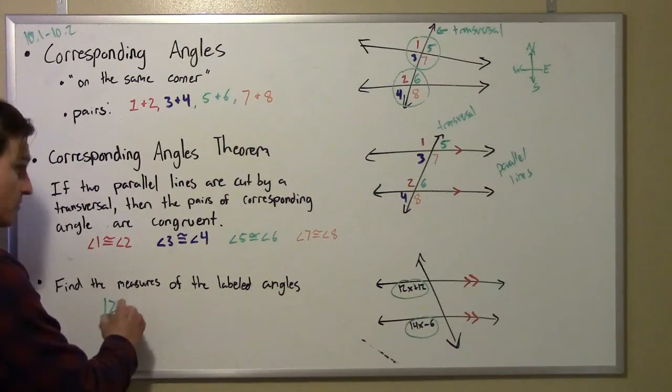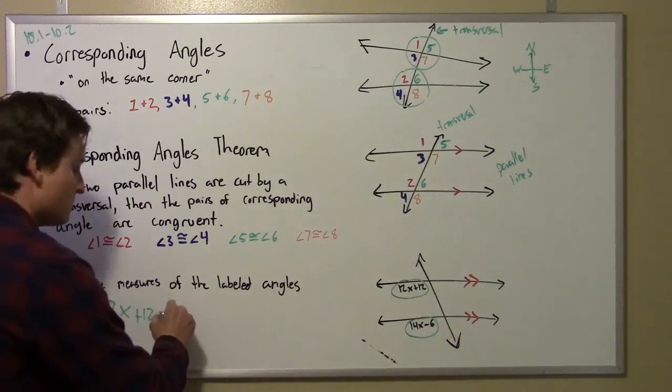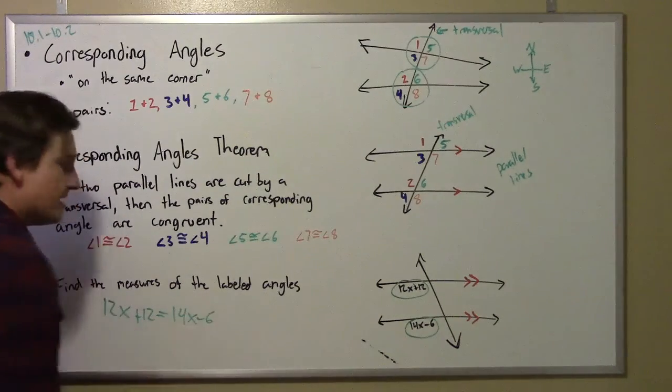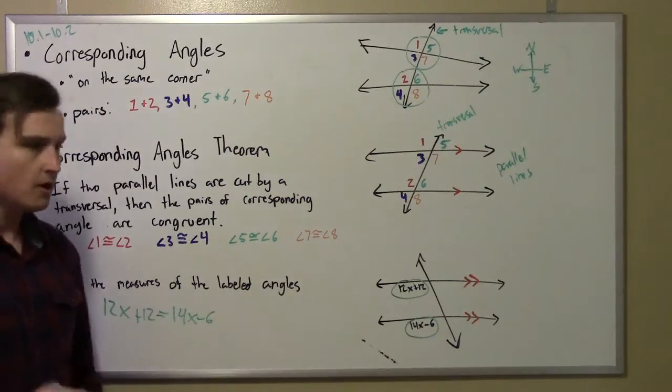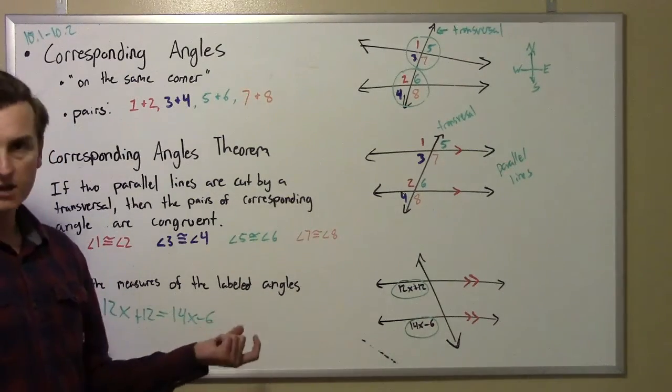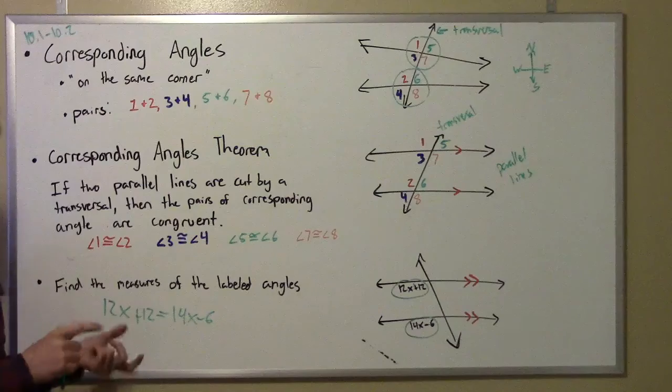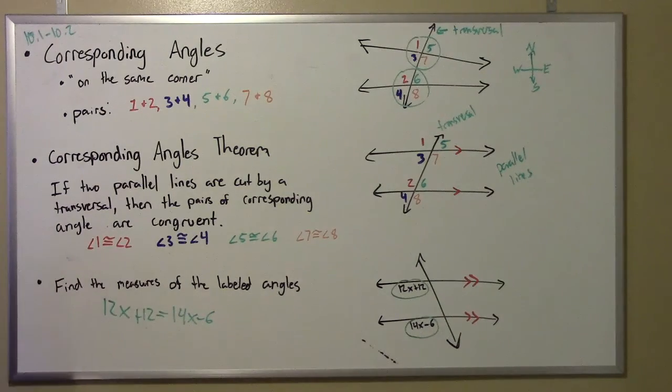I'm going to flip around here. So we can say that 12x plus 12 has to equal 14x minus 6. We did something very, very similar with vertical angles, right? When we had two vertical angles, we're like, oh, they're congruent. Set them equal to each other. Solve for x, plug it back in. So that is the same idea. We're just using a different theorem to get there.